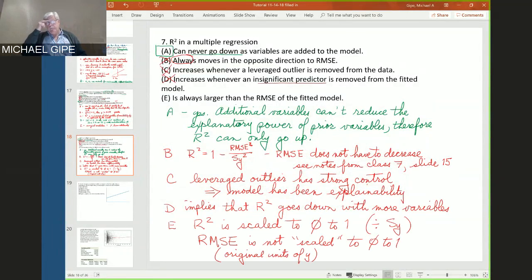So if our units are millions of light years, then RMSE would be measured in millions of light years, and it could be any number. Okay, so E is not correct. Okay, moving right along. We've got a few more to go yet.